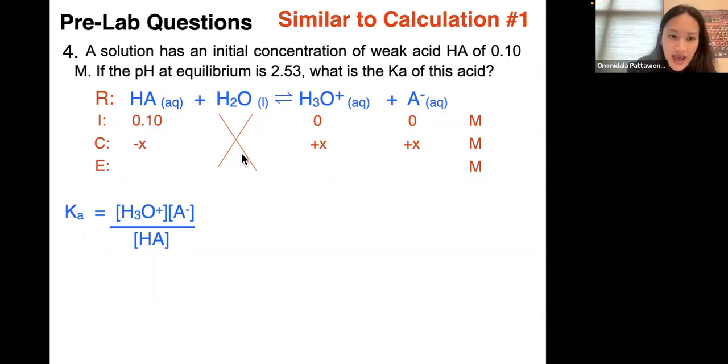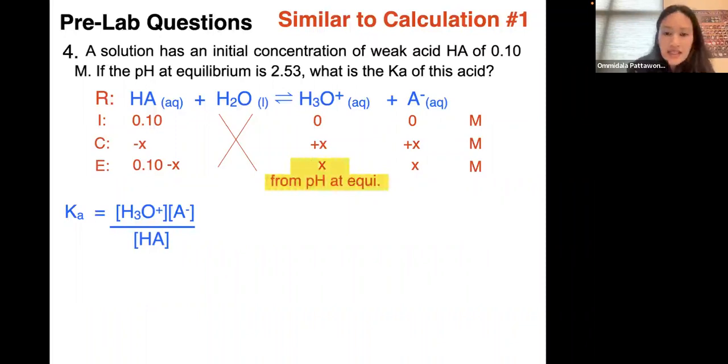Okay, so at the end, at the equilibrium, you are going to add the initial and change together. So you are going to get 0.1 minus X. And for those two, you can add these two together, so it's going to be X and X. This X here is going to represent the concentration of hydronium ion at equilibrium. Same thing for this X as well. And this concentration of hydronium ion at equilibrium can be found from the pH value. You probably notice that the pH of this equilibrium is already given, which is 2.53.